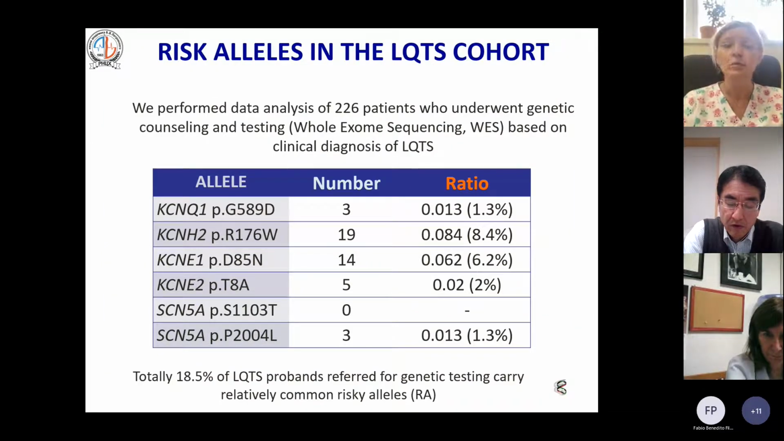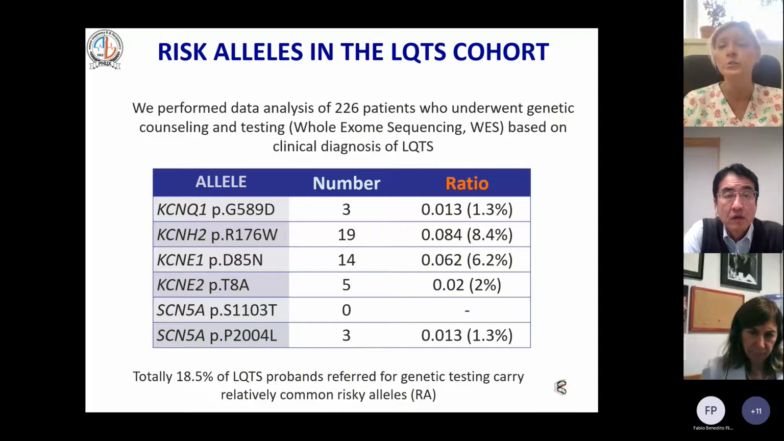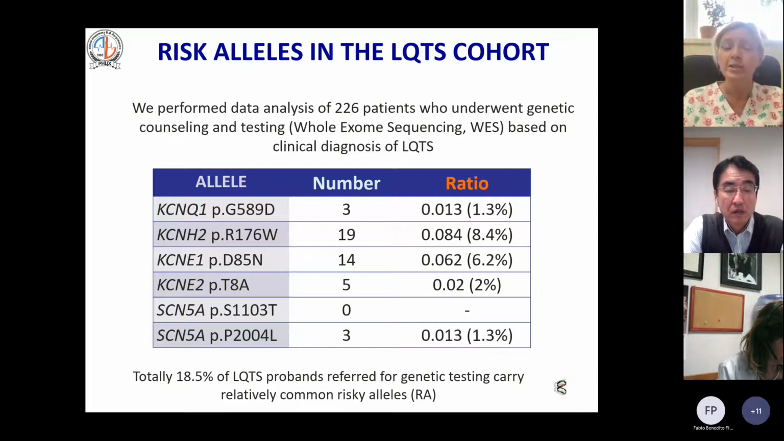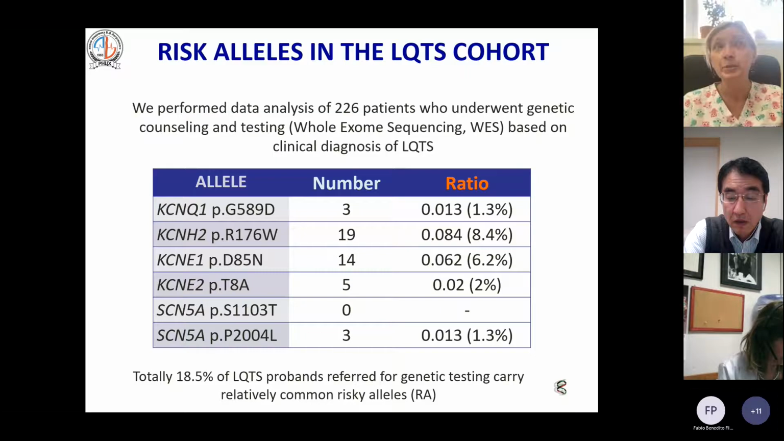We performed data analysis of 226 patients who underwent genetic counseling and testing. In our hands, it was whole exome sequencing based on a clinical diagnosis of long QT syndrome. These patients came to us from different clinics. And we had a look at how many such not rare and not common variants we have. Finally, we got about 20% of our clinical cohort carrying such a variant that we cannot interpret unequivocally. The most common variant was a rare polymorphism, or functional polymorphism, or mild mutation, R176W. Next, please.